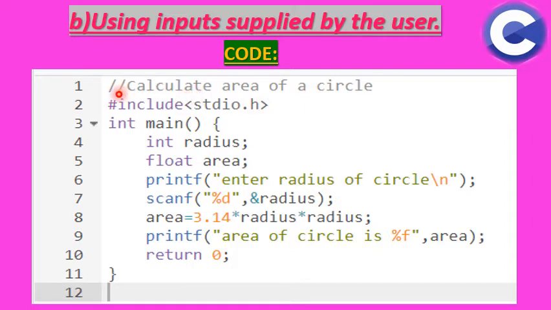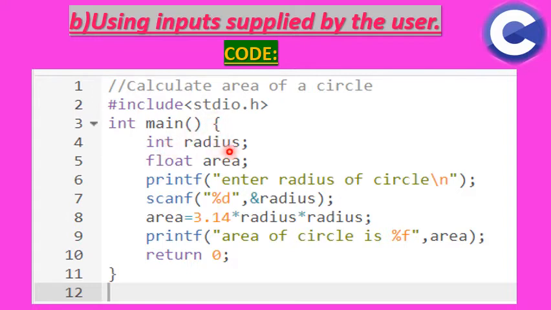Here in the comment section, that is after the two forward slashes, I wrote "calculate area of a circle". So it will be considered under comments. Whatever I write in this comment format will not be considered by the compiler for execution. Then #include <stdio.h> is a header file. int main is the main function, after which whatever you write in your code will be considered for execution by the compiler. Then your curly brackets open.